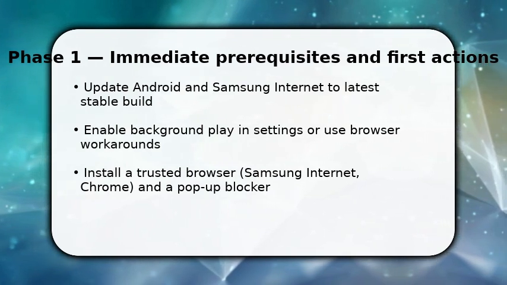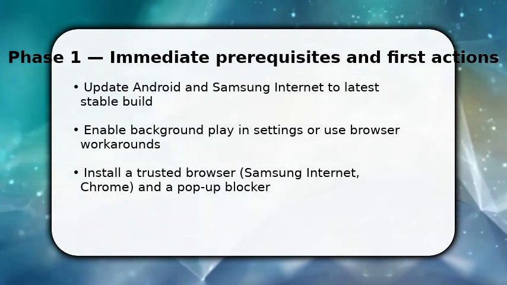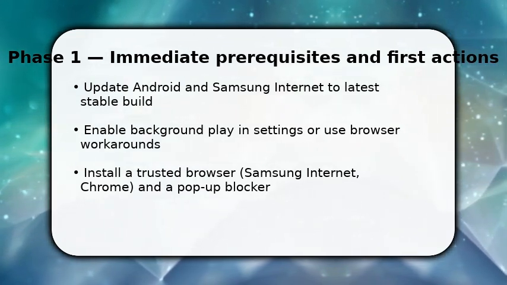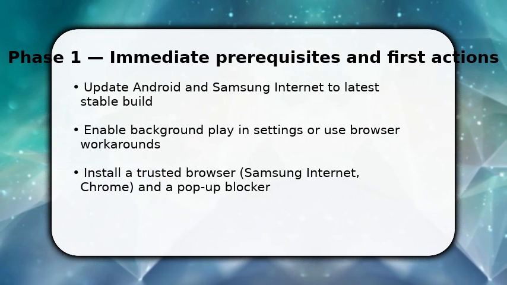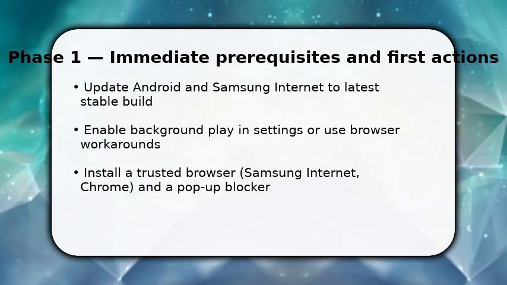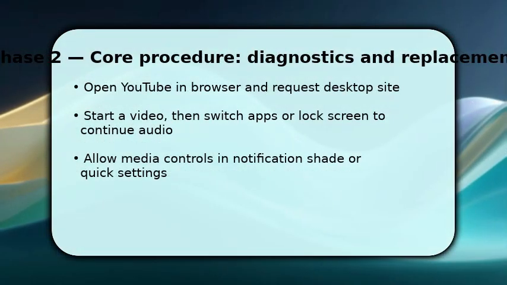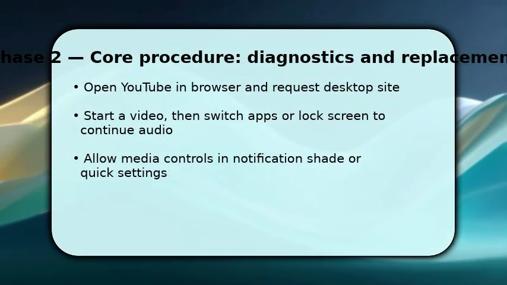You'll also want to disable battery optimizers for that browser so it won't kill playback in the background. These steps are essential because they let the browser keep audio running even when the screen locks or you switch apps. You load YouTube in your browser and immediately request the desktop site.